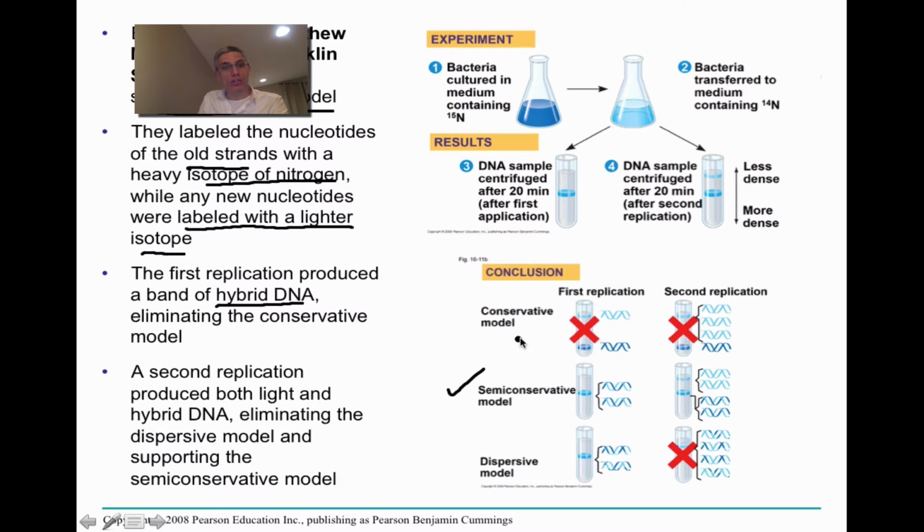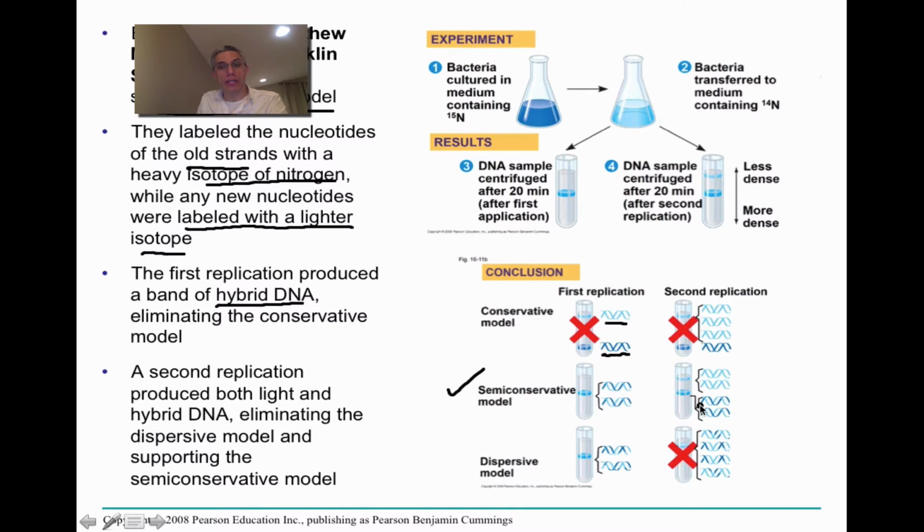When you look at the conservative model that we had mentioned, which was one of those alternative models, if that was how the DNA was being replicated, you would have a light band and a heavy band, and that didn't occur. Now, down here towards the bottom with the dispersive model, you would get a hybrid because you would have bits and pieces of both found in the two new DNA strands.